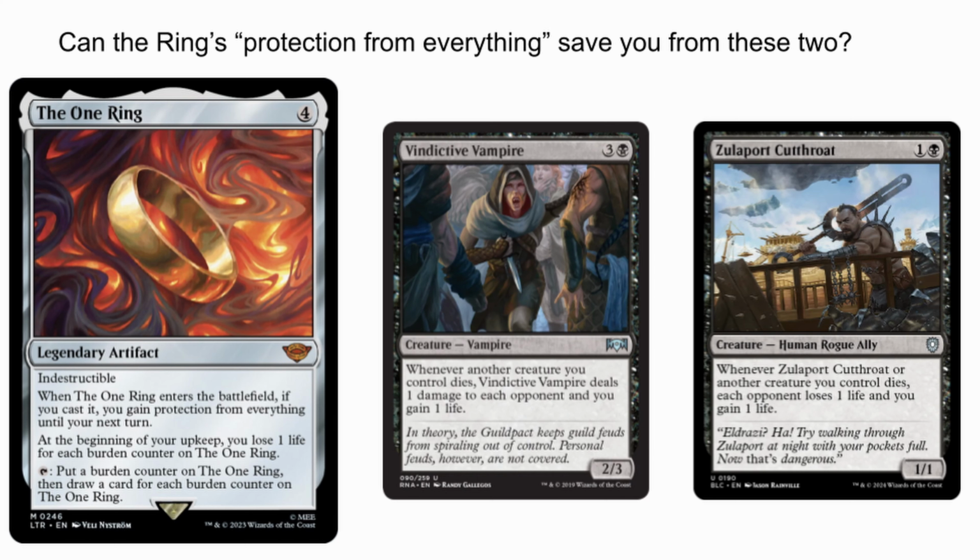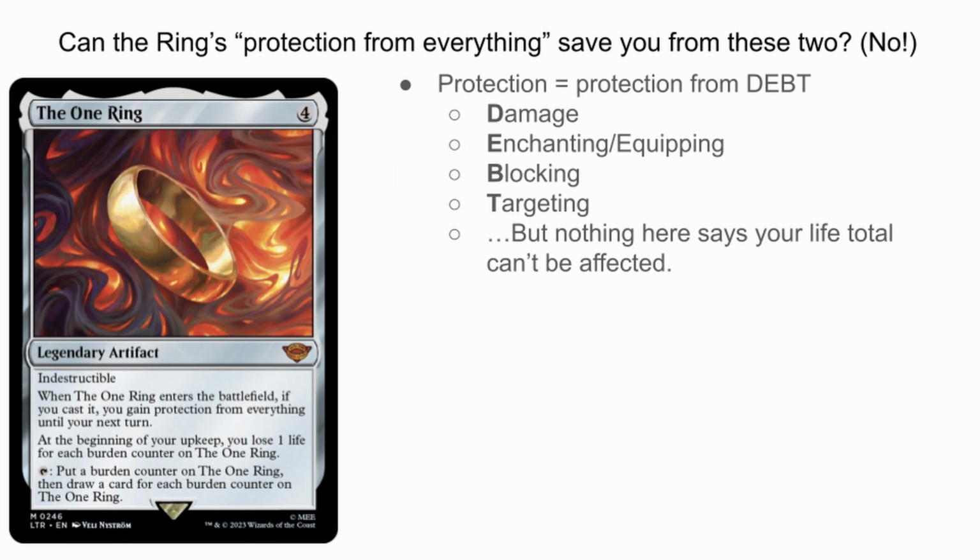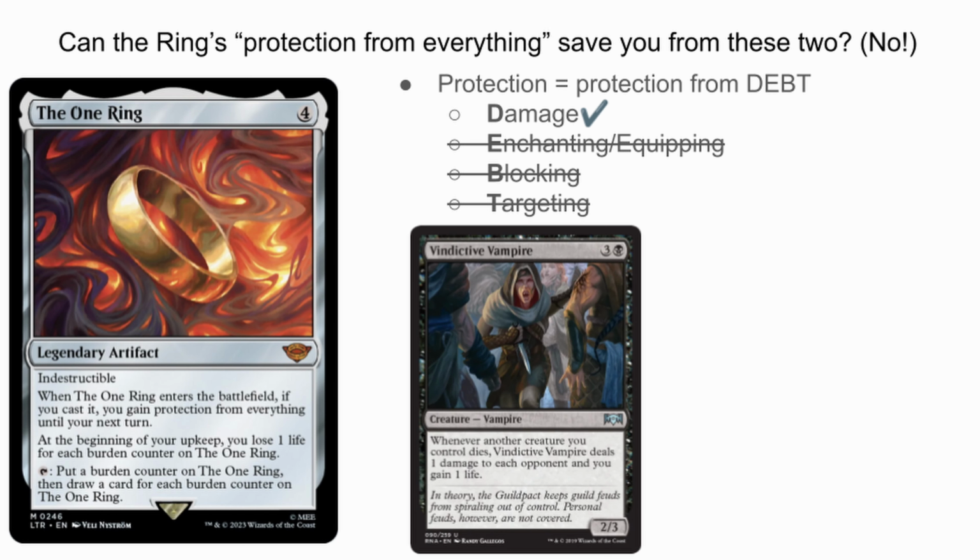Protection is an old mechanic that has a lot packed into it, but a shorthand way you can remember what it does is to think about DEBT. Whatever has protection can't be damaged, enchanted, equipped, blocked, or targeted by whatever it has protection from. So with that in mind, let's look at Vindictive Vampire and see if it's covered under protection. It is, because Vindictive Vampire deals damage, and we have protection from damage for a turn after playing The One Ring. So we're safe against this one while we have the protection effect.